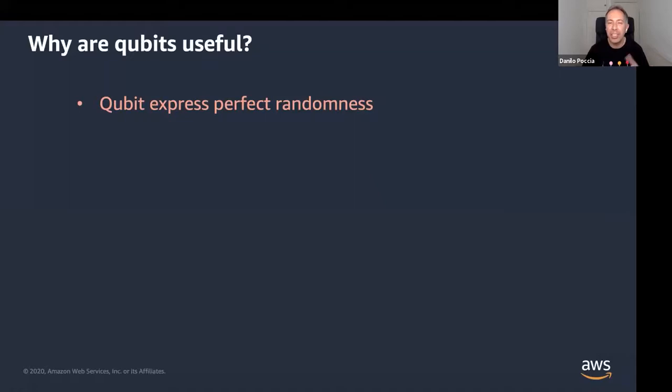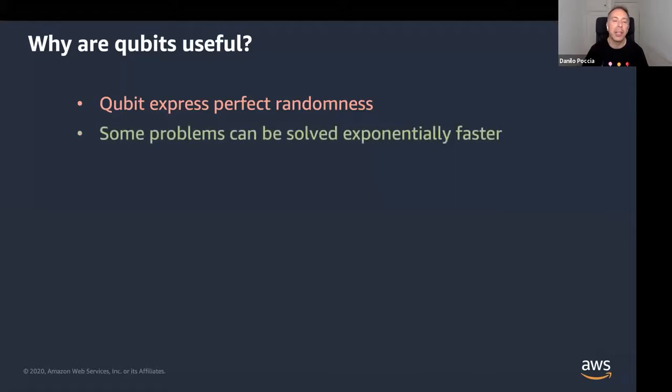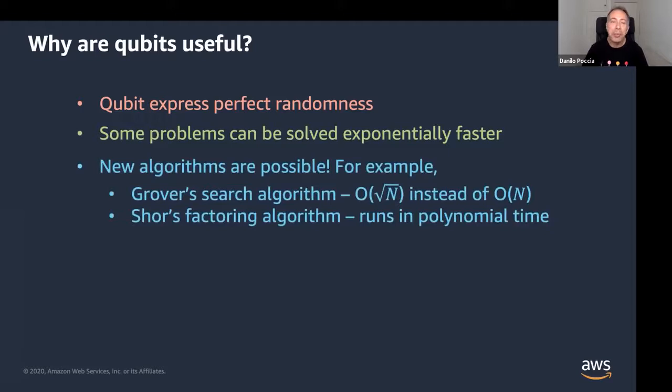So perfect randomness really changed the way you can use computers for some specific aspects. And actually, it turns out that the way qubits work together can also solve some problems much, much, much faster than with traditional algorithms, because new algorithms are possible, and two very popular ones are for search. So it turns out that with a quantum computer, if you have an unordered list of items, you can search in this list very, very quickly.